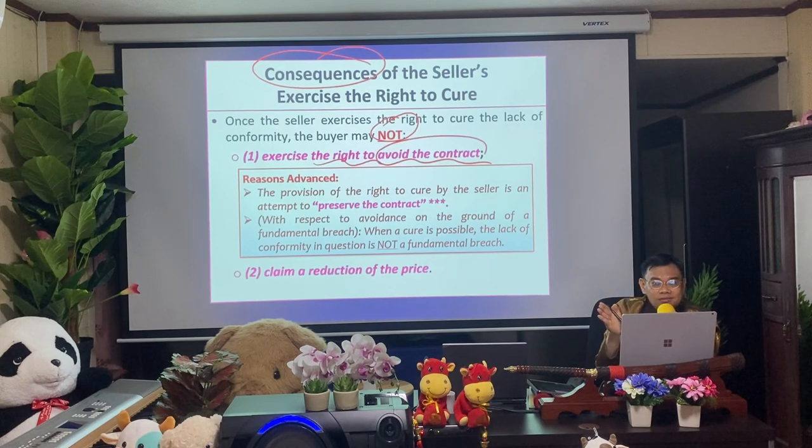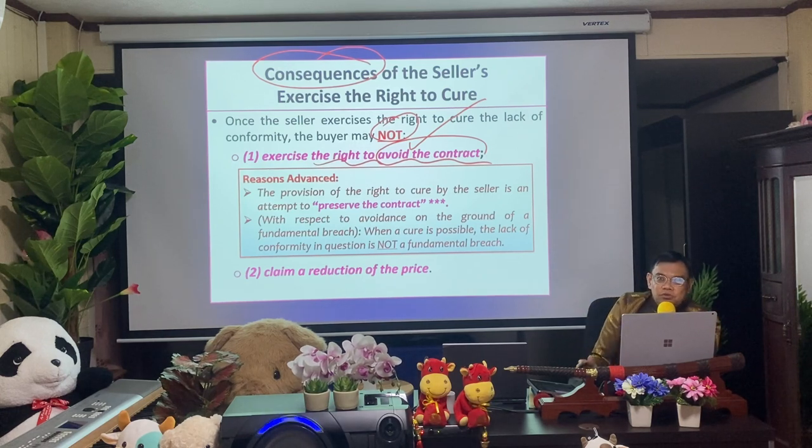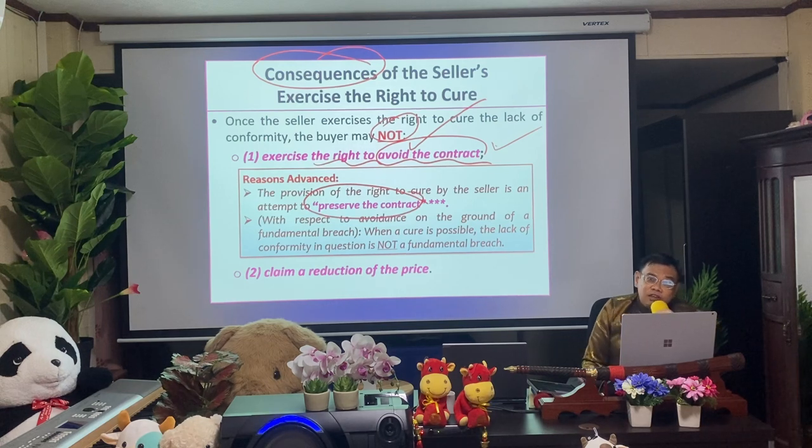So in a way, the CISG prevents the buyer from what? From bringing the contract to an end. The CISG stops the buyer from avoiding the contract when the seller wants to cure. So the provision of law which allows the seller to cure, and which stops the buyer from exercising the right to avoid a contract, is an attempt to preserve the contract.